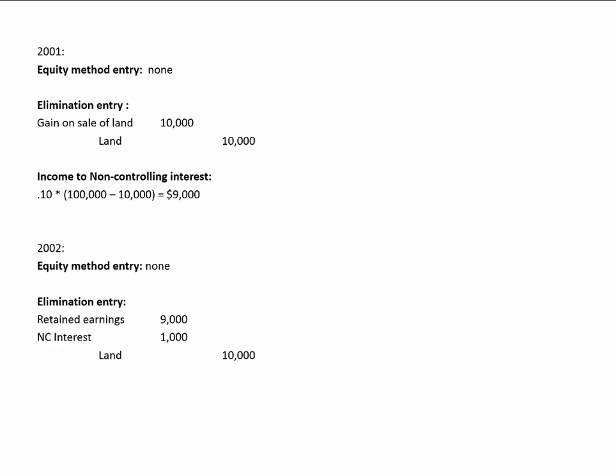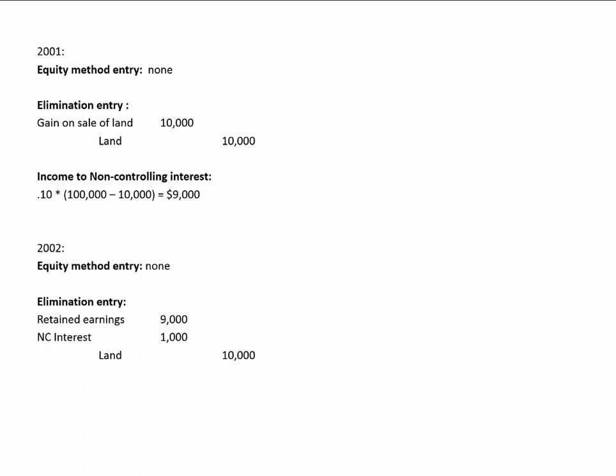On the debit side, we're carrying forward that unrealized gain. And again, there are two questions that have to be addressed here. First, is it an upstream or a downstream transaction? Since this was an upstream transaction, it affects the non-controlling interest. So that $10,000 unrealized gain is going to be split 90-10 between the parent and the non-controlling shareholders.